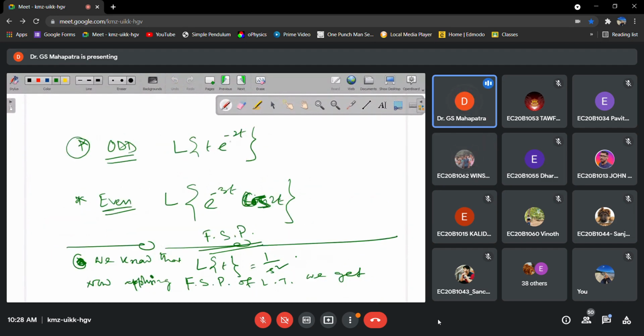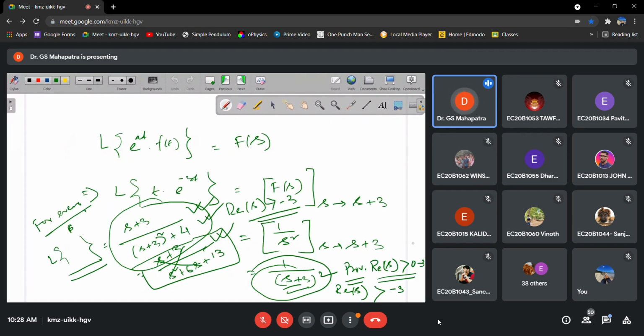Just 1 minute. I have written it wrong. This is minus 2, correct? So this is wrong actually. This is 2. Sorry, 2. Now for this case it is 3. So s plus 3 by s plus 3 whole square plus 4. Correct. Okay, in such a case, can you tell me the previous answer? What is the Laplace transform of cos of t?